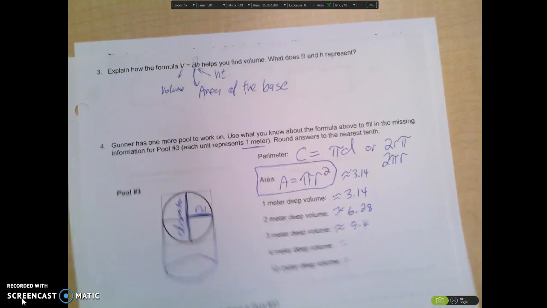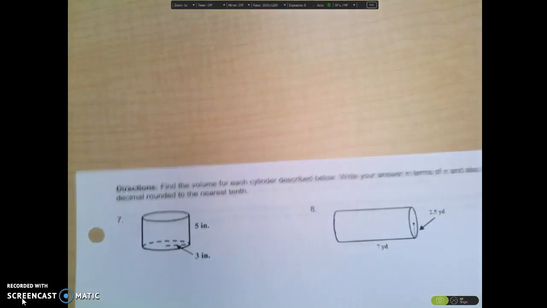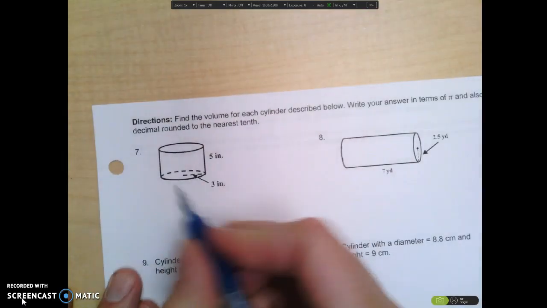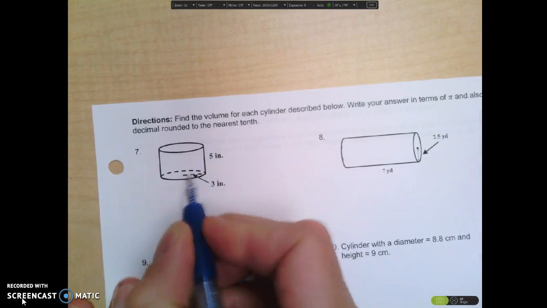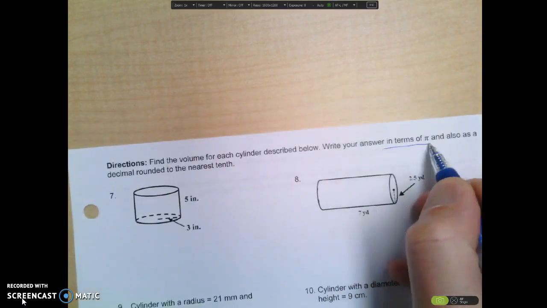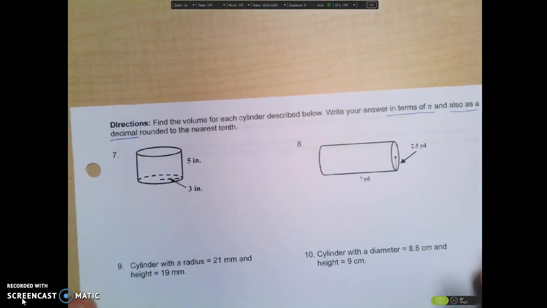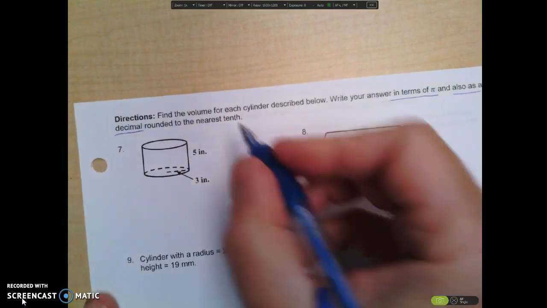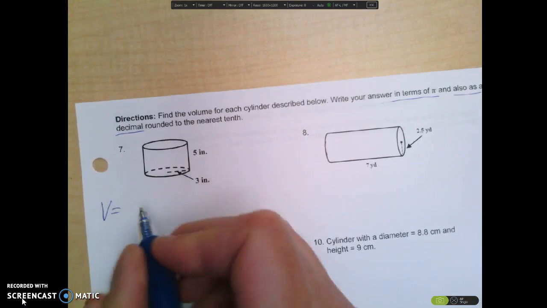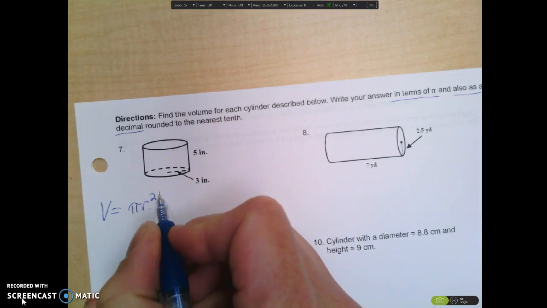So on the next page, hopefully you have a calculator in front of you. If not, press pause and grab one. We're going to find the volume for the cylinder. So all you got to know is that the volume is the area of the bottom times how tall it is. So it's telling us to write it in terms of pi and also as a decimal. So we're going to use two different ways. All right, let's start with the easy way. First of all, this is the radius right here. So volume equals pi times the radius squared times the height.